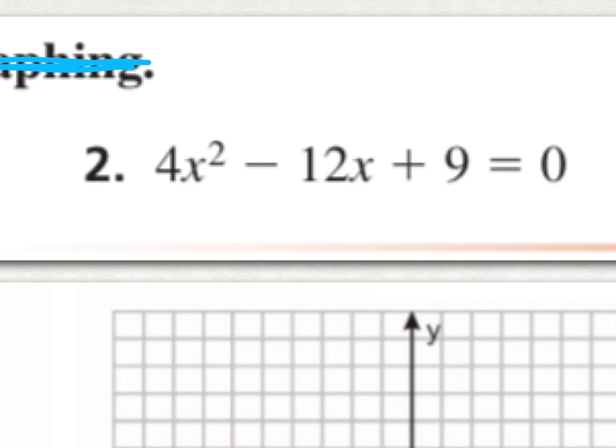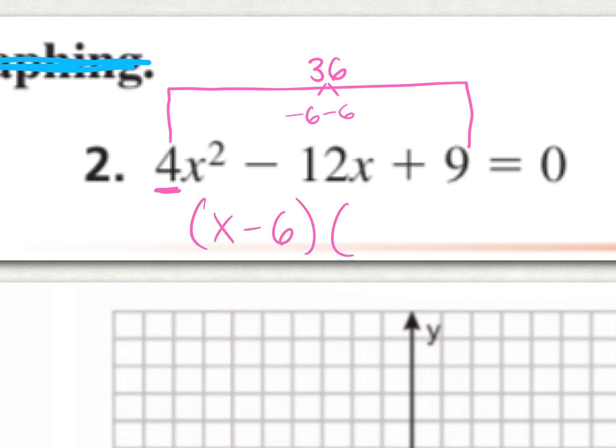Number 2 is a little bit more tricky because I don't have a GCF here, and I start with a leading coefficient that's not 1. So to factor this, we have to multiply our first times the last. So 4 times 9 would be 36. Two factors of 36 that add to 12 would be -6 and -6. So here I have x minus 6 and x minus 6 is equal to 0.